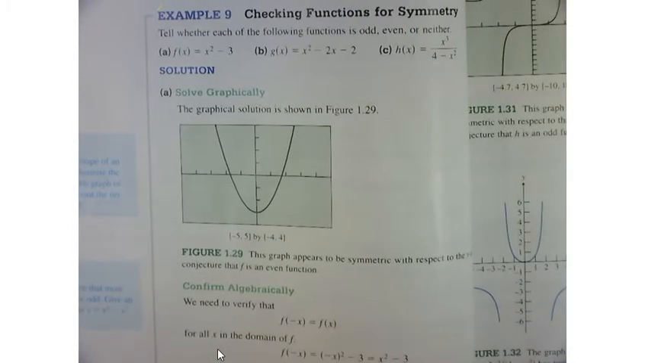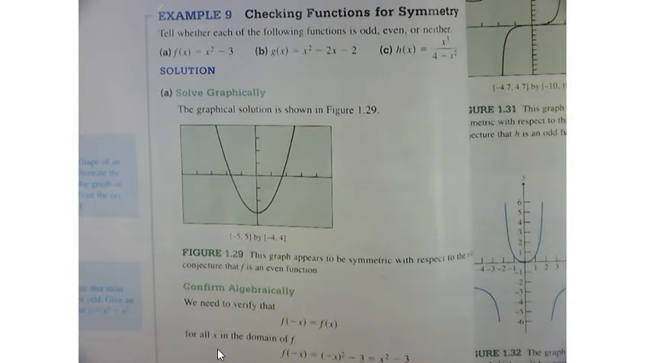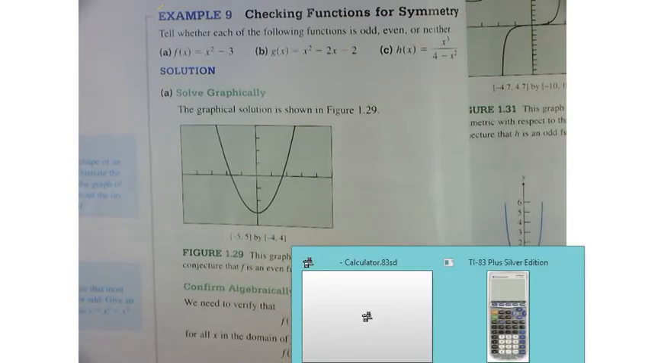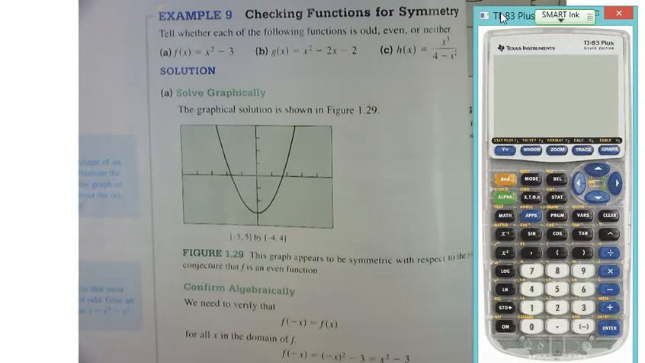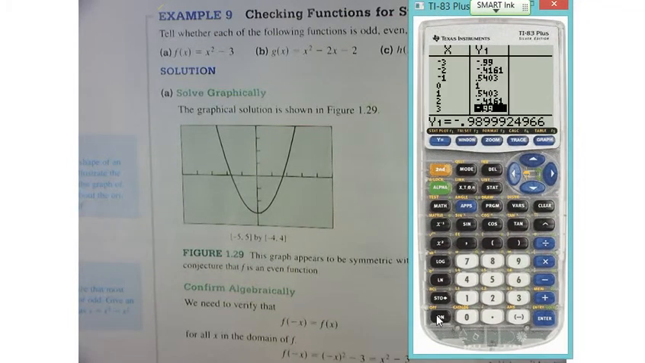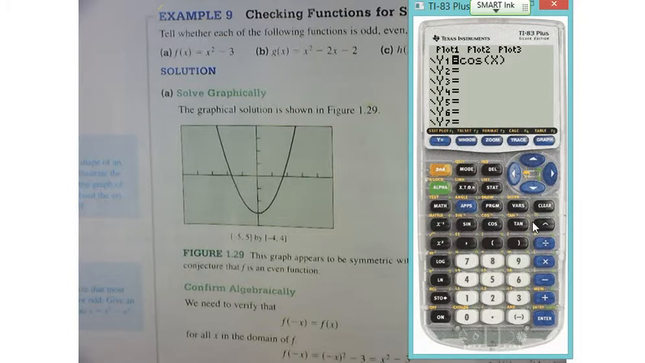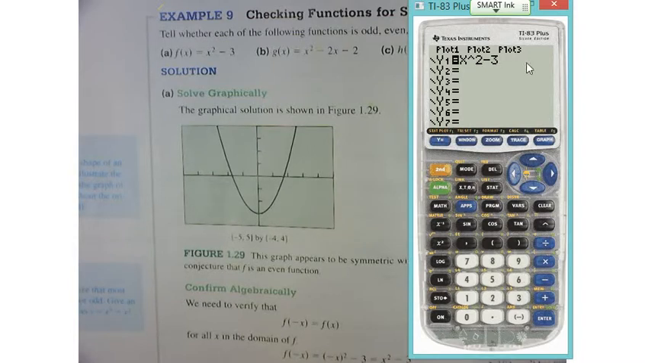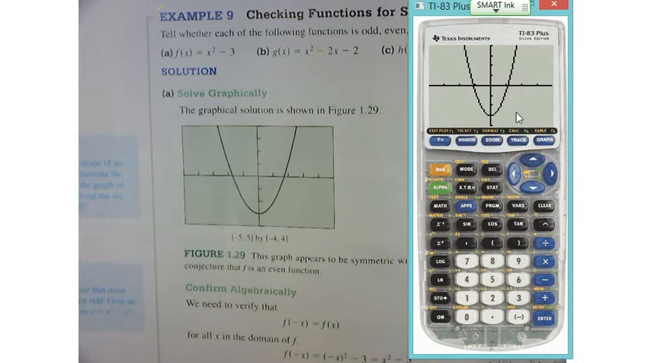So what we're going to do now is look at number 9 and check for function symmetry, and that will determine if something's odd or even. This is simple. We're just going to plug these into the calculator and then look to see if they're odd or even. So my first one that I'm going to plug in is x squared minus 3. Now, is that symmetrical about the y-axis?